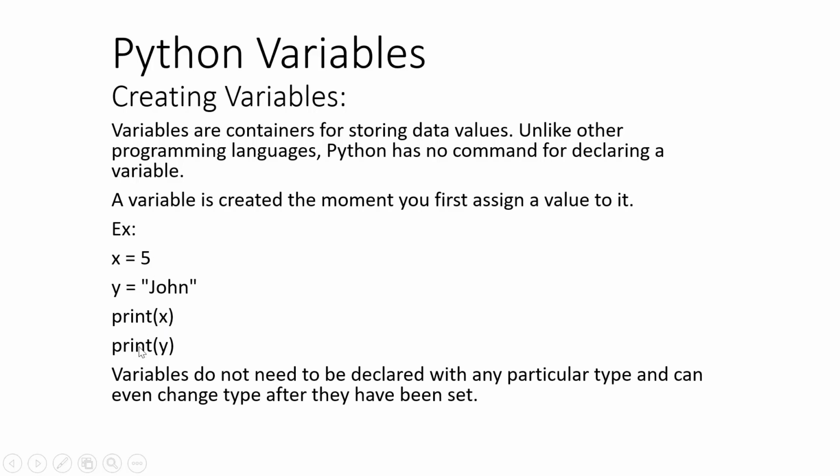Variables do not need to be declared with any particular type. It may be an integer, it may be a floating point, it may be a string like zone, and it can even change type after it has been set. That means we can change from one type to another, integer to string, string to integer. We'll learn that later.